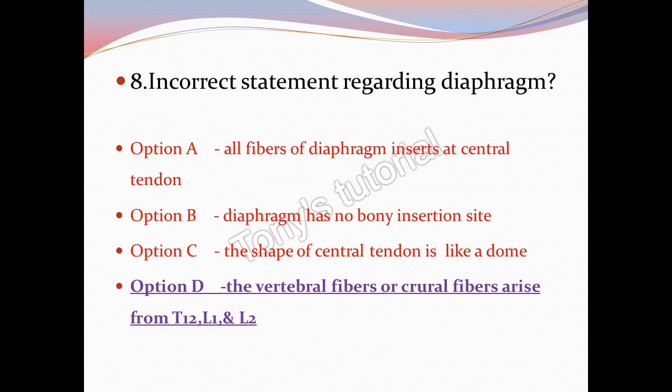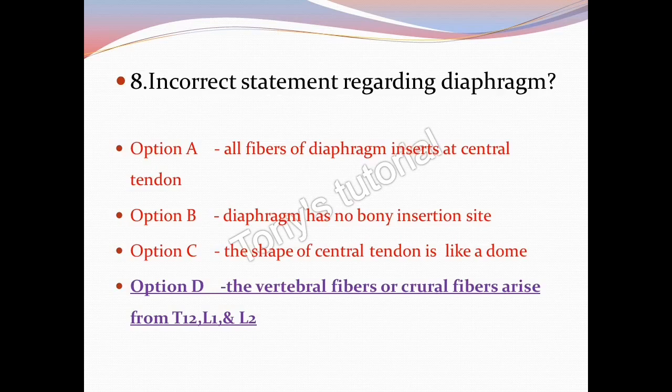Incorrect statement regarding diaphragm, which is that all fibers of diaphragm intersect at the central tendon. This is very sure, that diaphragm has a central tendon. It is a boomerang shaped one. It has no bony insertion. The central tendon has no bony insertion. The shape of the diaphragm is dome shape. The incorrect one is the last one.